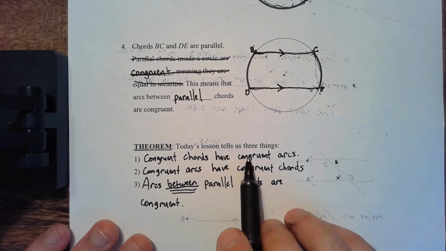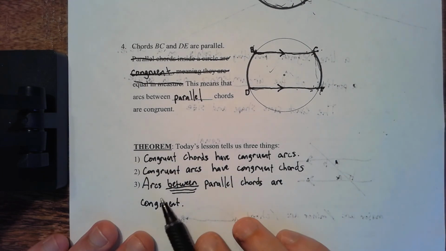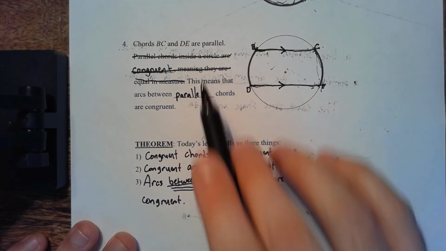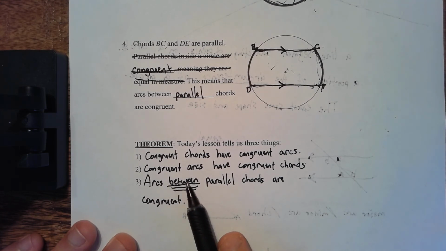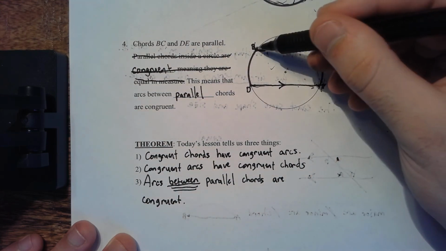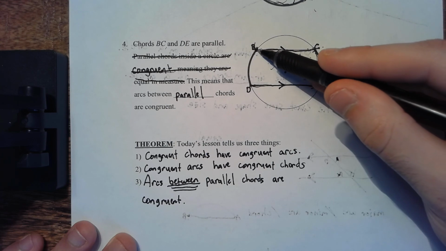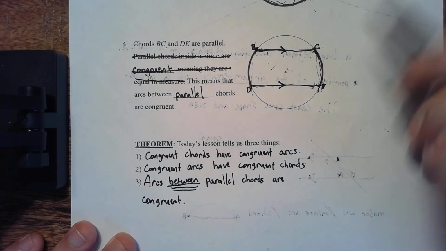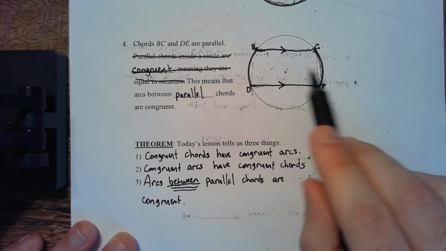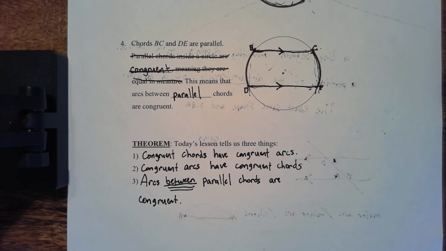So congruent chords have congruent arcs, and congruent arcs have congruent chords, and then this last little bit right here is what number 3 is about. Arcs that fall in between parallel chords are congruent. So chord BC, chord DE, these are parallel. The arcs that fall in between them are going to be congruent, meaning the exact same measurement and shape. We'll do some examples.